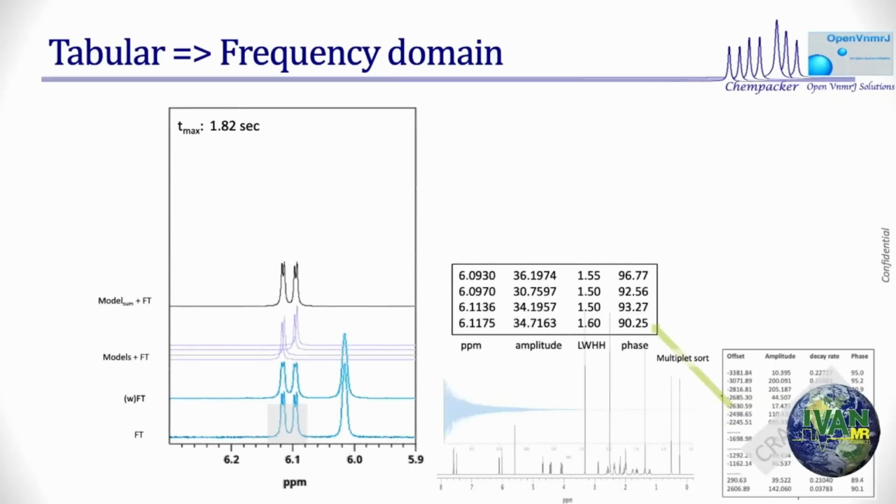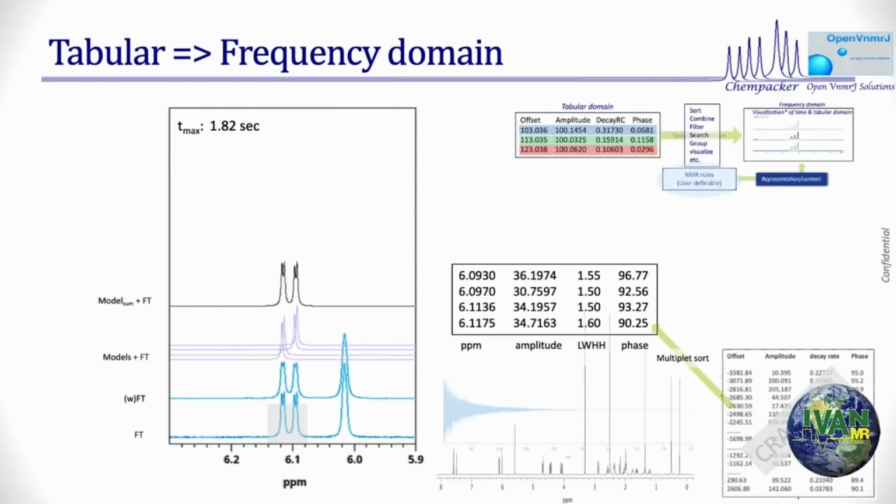I can simulate them all whichever way I want. I can simulate them individually. I can simulate them as a sum. I can simulate whatever I want. It gives me the same thing that I would get with an FT. I can do something else too. I can use this trick. I can take the tabular domain and do something with that.